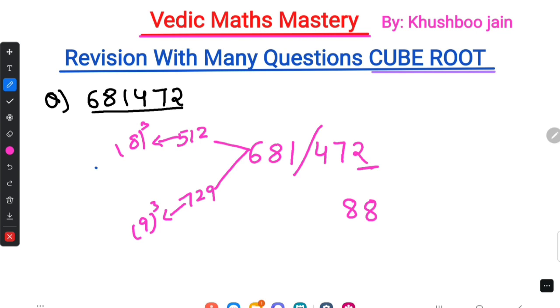So now left hand part is also completed and the answer is 88. If I multiply 88 into 88 into 88, meaning 3 times of 88, so I'll get the answer of what? The cube root of 681472. Now this answer has completed.